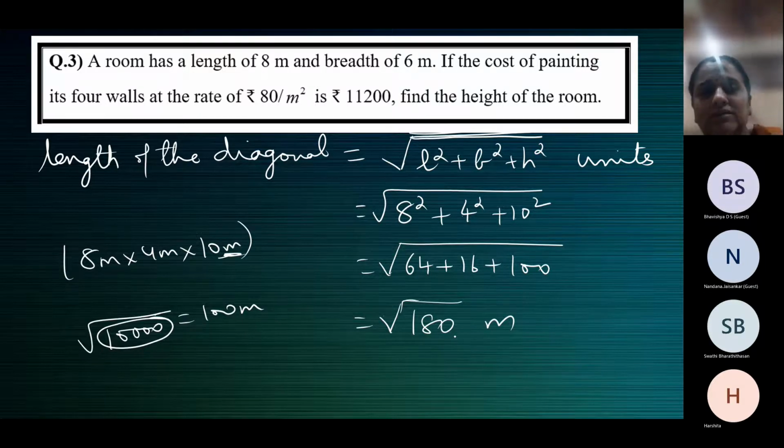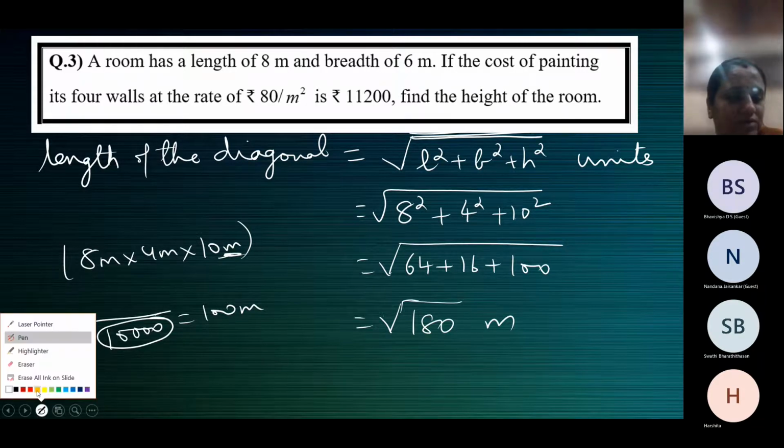Am I audible, children? Am I audible and clear? Yes, ma'am. All right, children. So now 180 is not a perfect square. So how do you proceed? Find the prime factors of 180.